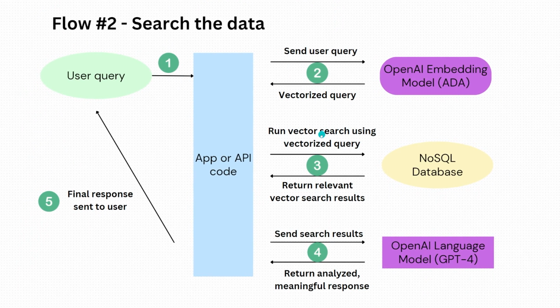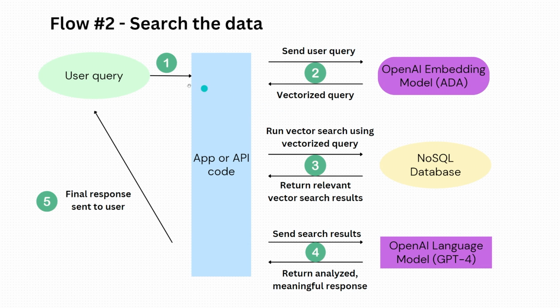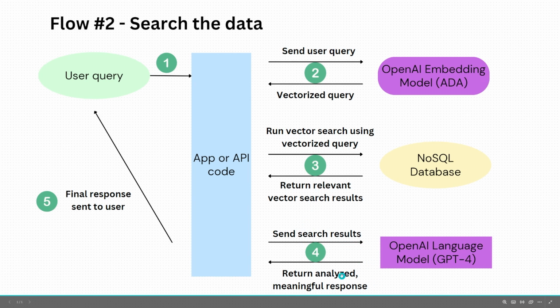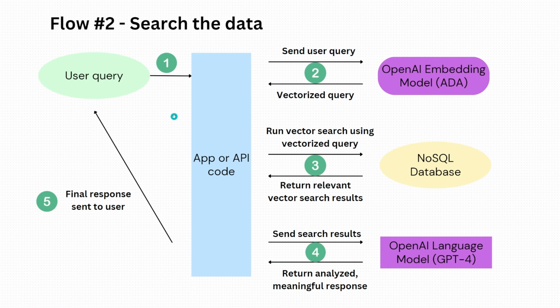And then I'll also include one of the search flow, which is a little more complicated, but still not too bad. So the user query gets sent out to the Ada model to generate an embedding, and we use that embedding to run it against the NoSQL database. And then we send those search results to the GPT-4 model that generates a nice response back to the user. So that's a really quick overview as a visual here, and I'll try to include these in the sample app as well.